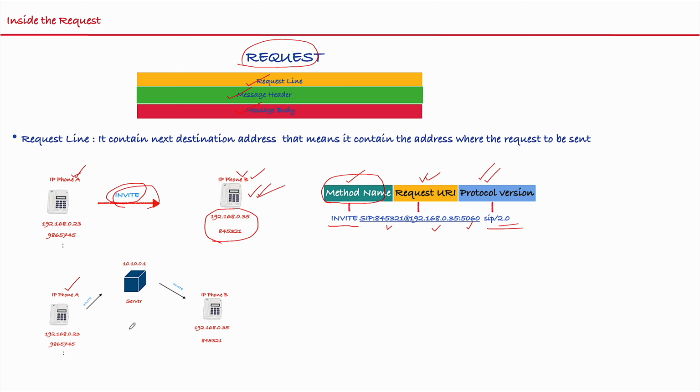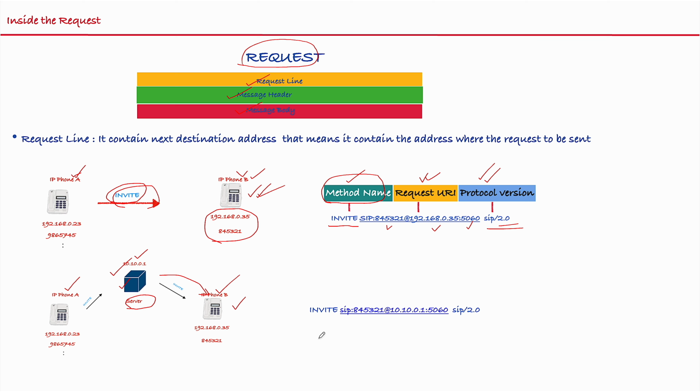Let's take one more example here. In this example, phone A sends a request to phone B. But phone A is not directly sending this request to phone B. There is one more entity or device present in between phone A and phone B. The request goes from phone A to the server first, then it routes to phone B. So for phone A, the next destination is now the server, not phone B. So in this case, the request line contains the address of the server.